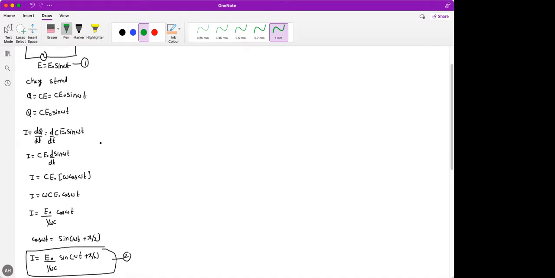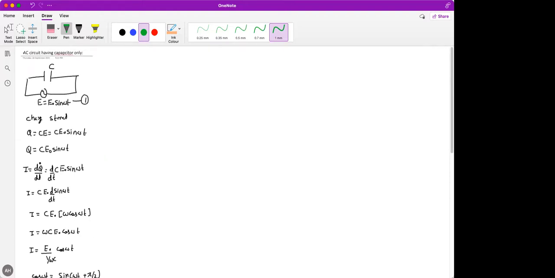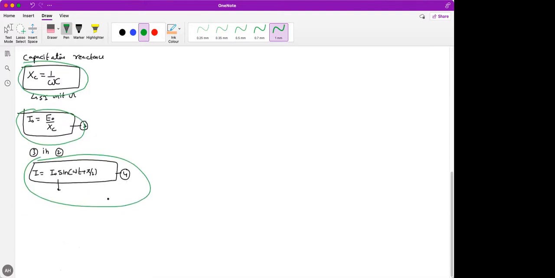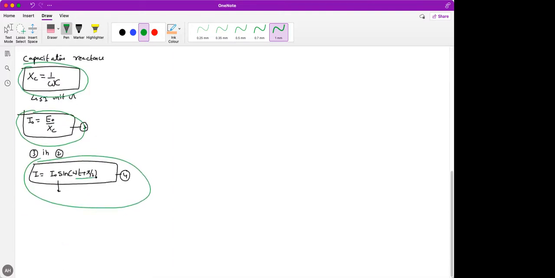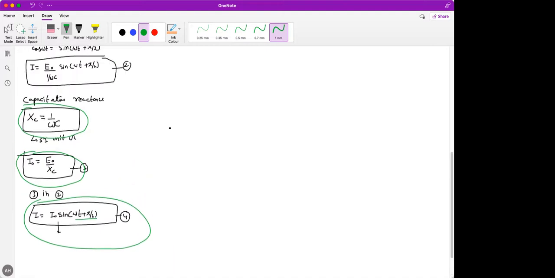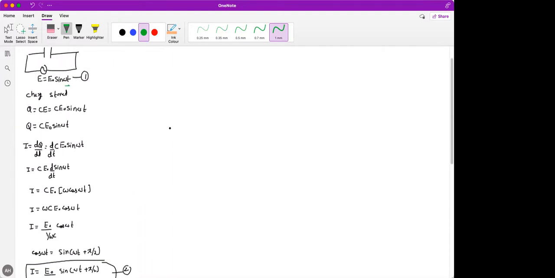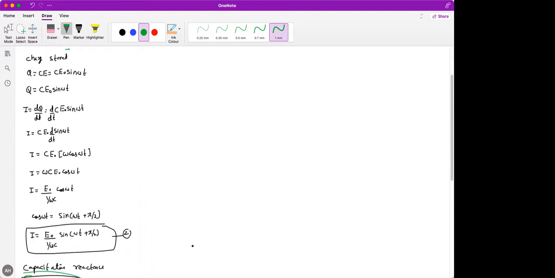Just by looking at the phase, for the equation of EMF, the phase is omega t. When you get the equation of current, it is omega t plus pi by 2. So they are out of phase by pi by 2. Okay? Yes, sir.